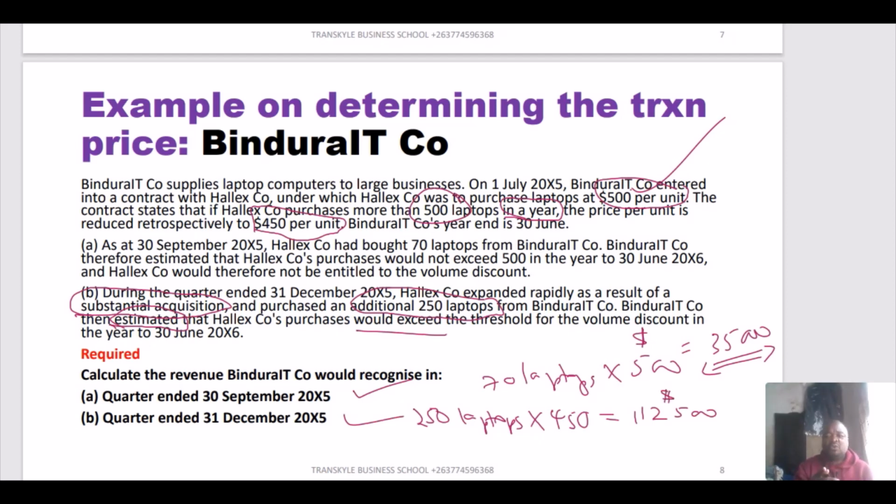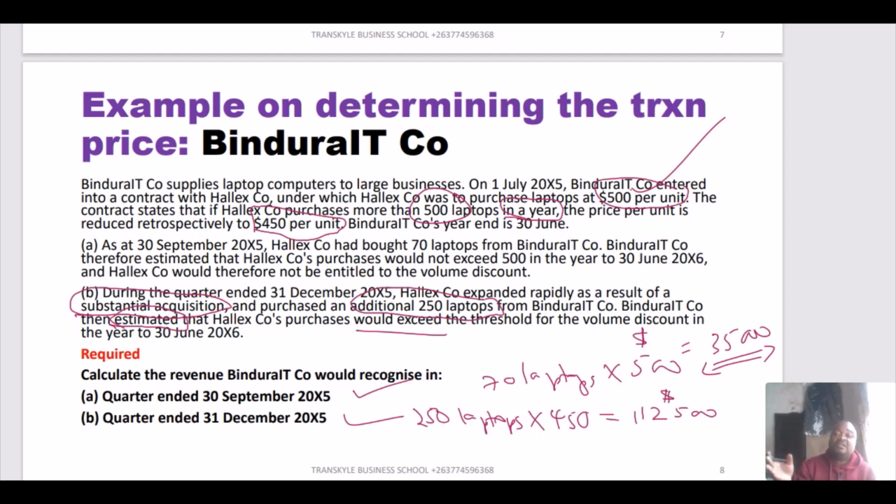Okay, but we know that since there is now a chance that the threshold can be met, and we know that the sales are for the year, there is a chance that within this year they might exceed the 500. This is why we have levied their price at 450. So we say 250 laptops by 450 and we get 112,500.